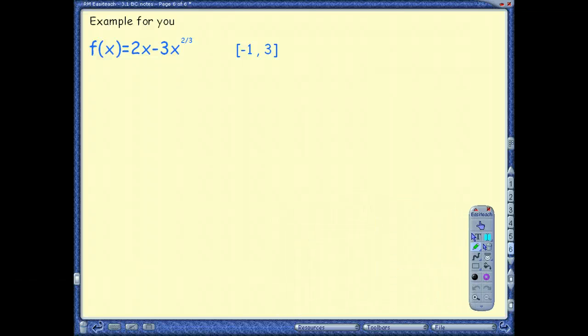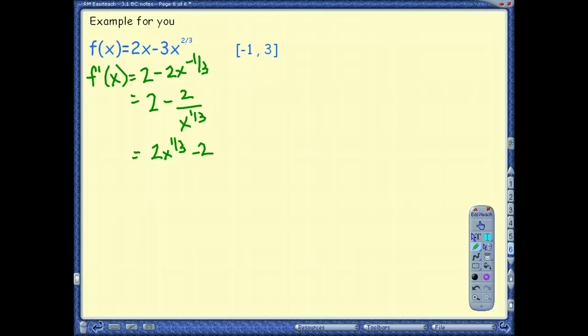Okay, so my derivative. The derivative of 2x is 2. The derivative of negative 3x to the 2/3 is negative 2x to the negative 1/3. So that's 2 minus 2 over x to the 1/3. We definitely want to get a common denominator this time. Sorry, but common denominators are going to make our life easier. I know you don't believe me, but it's true.